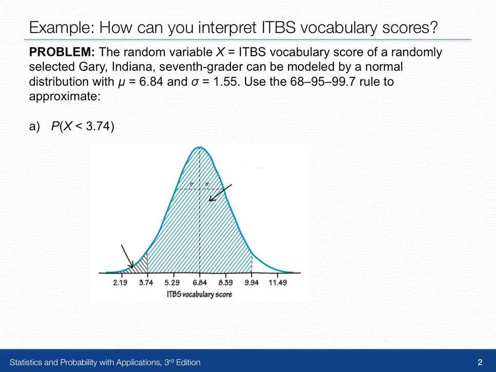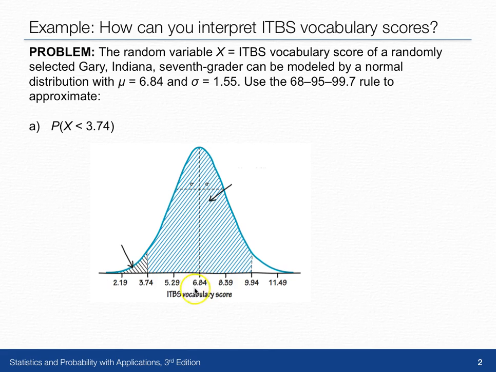First, let's find the probability that x is less than 3.74. Now, in any of these problems, the first thing you want to do is to draw a picture of the normal probability distribution, a nice bell-shaped curve, with the mean and the points 1, 2, and 3 standard deviations above and below the mean clearly labeled.